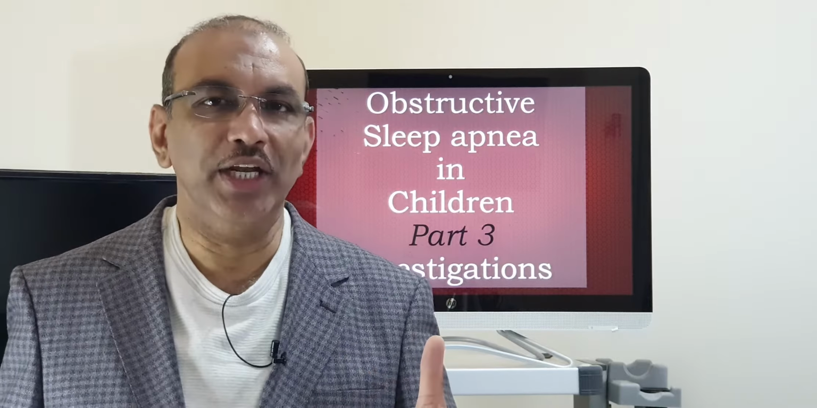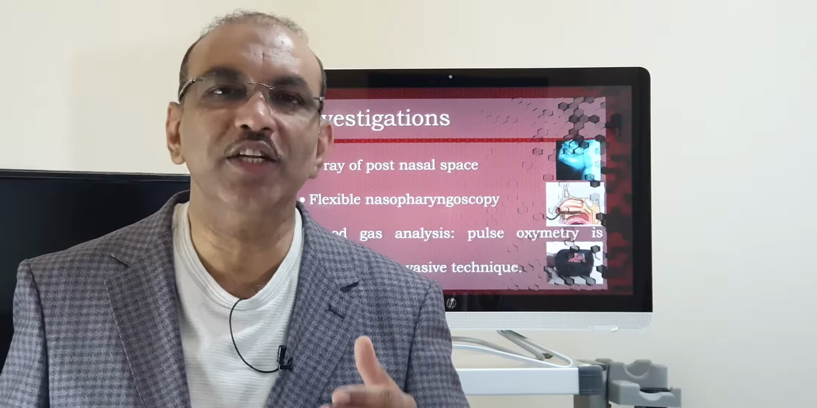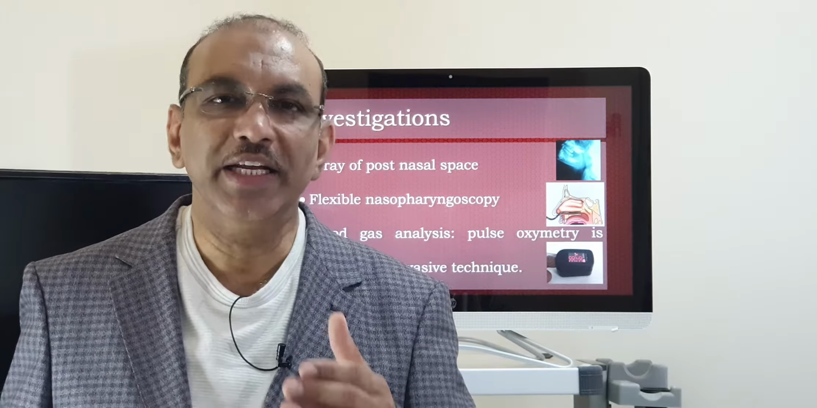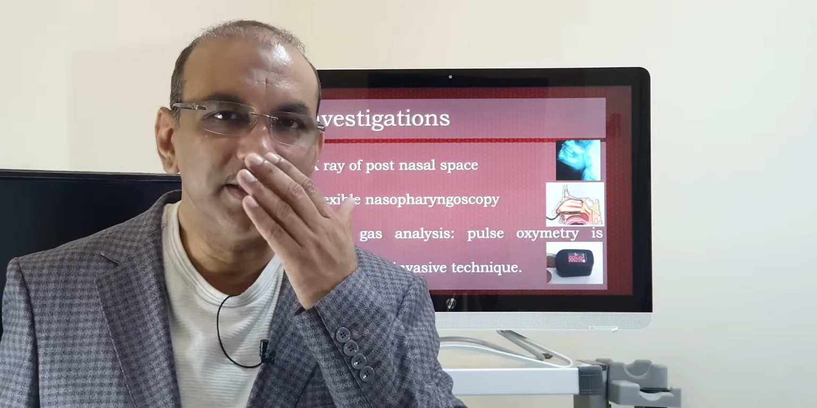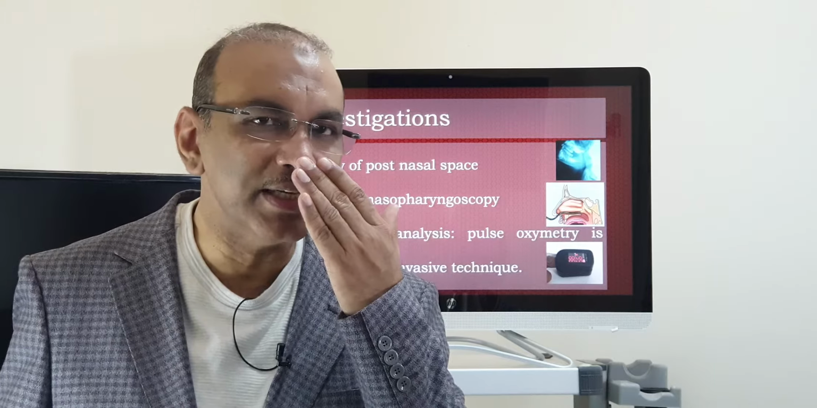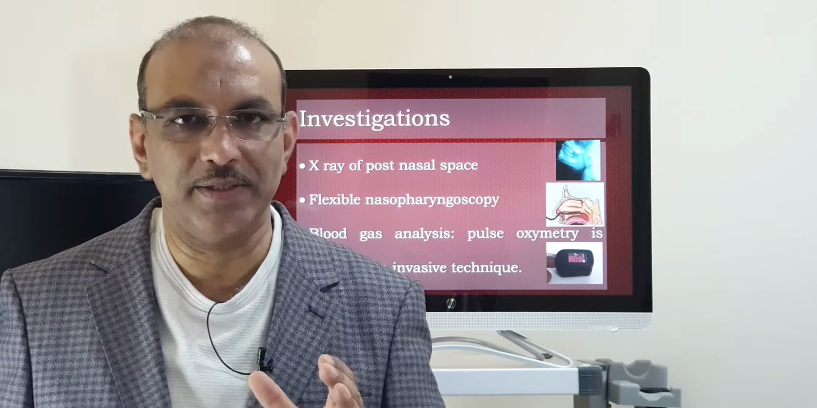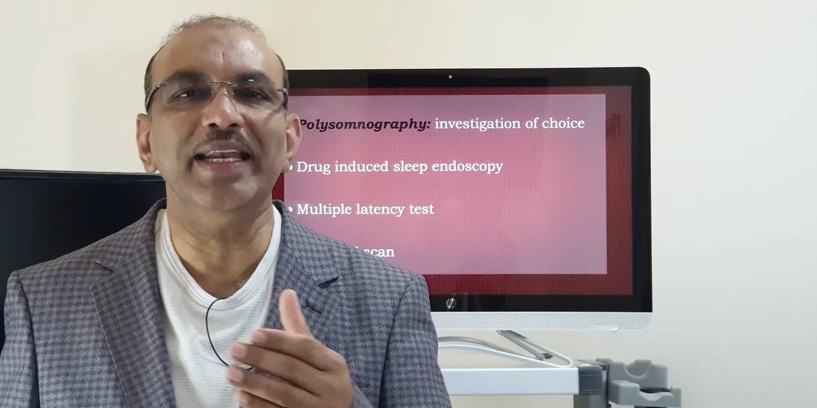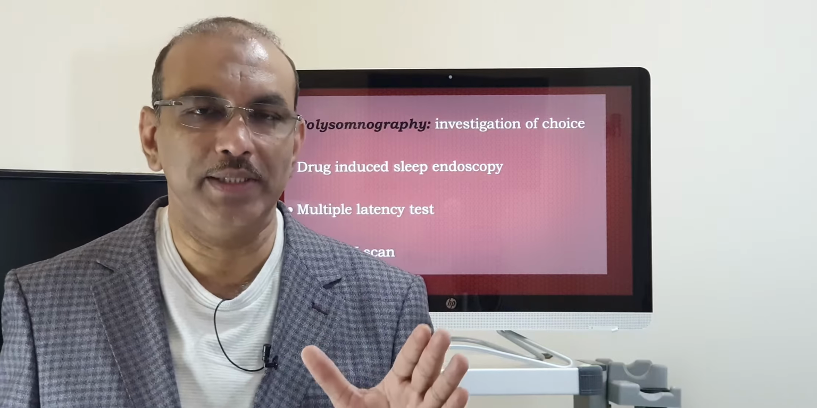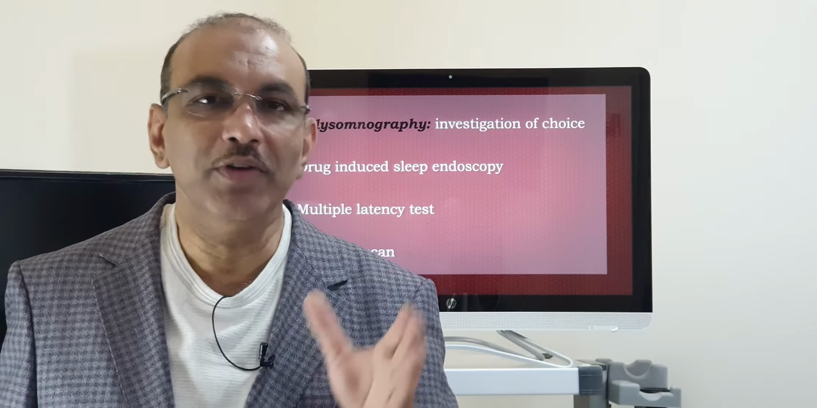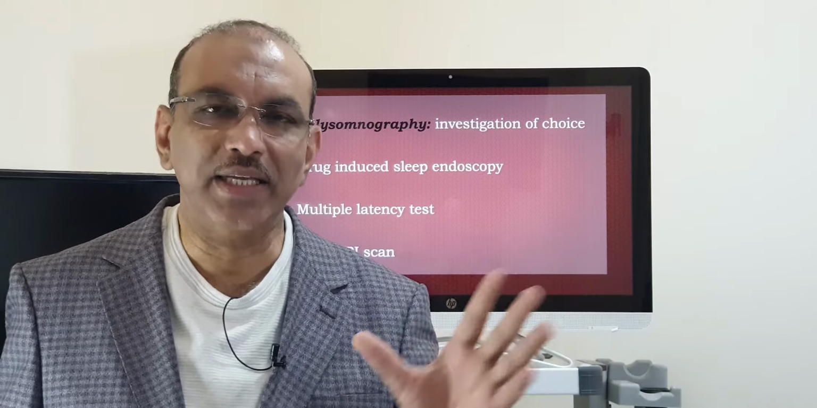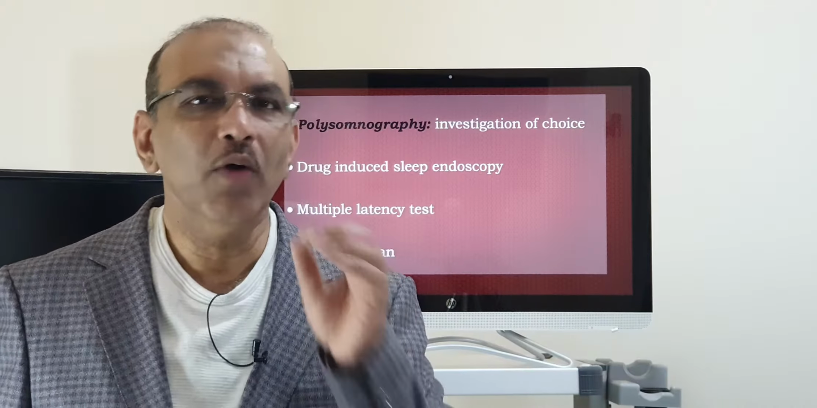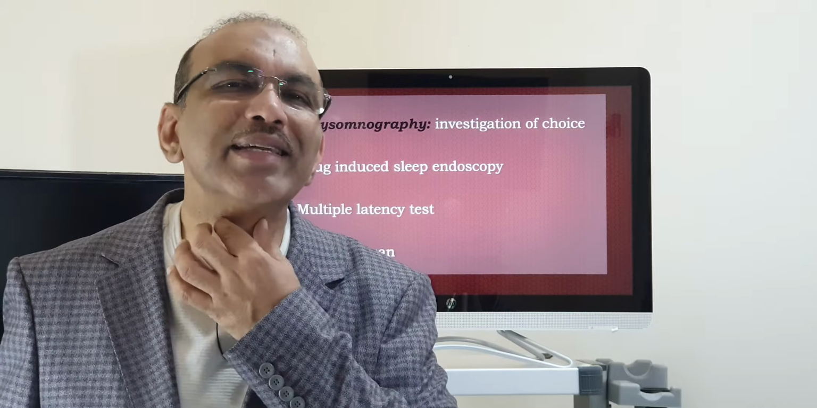I have already mentioned that the commonest cause of obstructive sleep apnea in children is adenotonsillar hypertrophy. Adenoid means enlargement of the adenoid, which is seen behind the nose in the part called the nasopharynx. And the tonsils are behind the tongue, one on each side, and they can be hypertrophied. This is the commonest. So in this condition, adenotonsillar hypertrophy, the investigation is going to be very less: one X-ray to rule out adenoid hypertrophy, one nasal examination, and just direct examination of the tonsil.